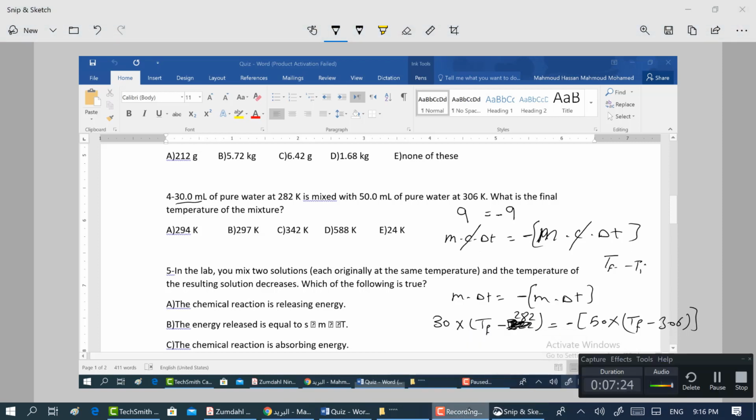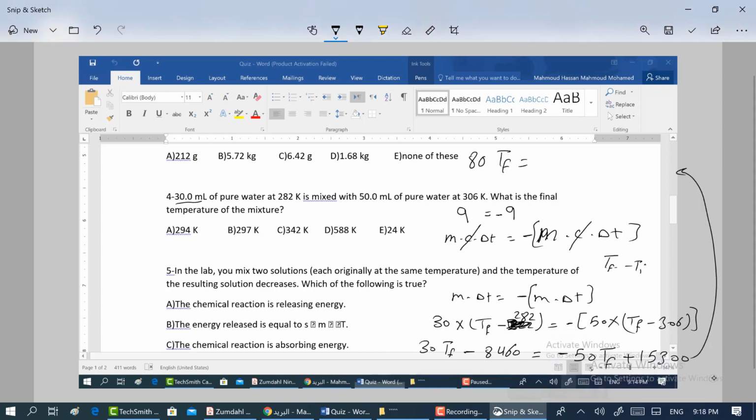We finish the numbers. According to the final, we'll find the number 30 TF. 30 multiplied by 282 will be 8,460. Negative 50 times TF, negative 50 times TF, plus negative times negative, it will be plus 1,000 or 15,300.